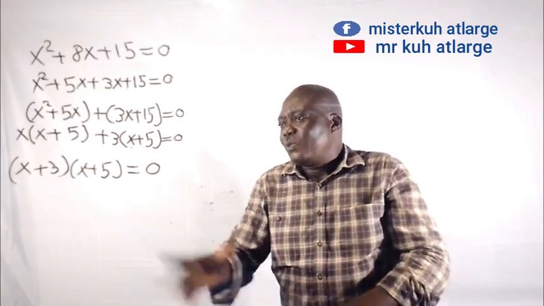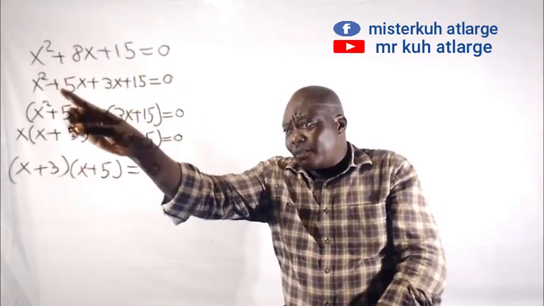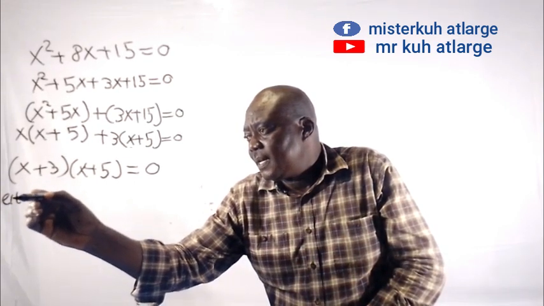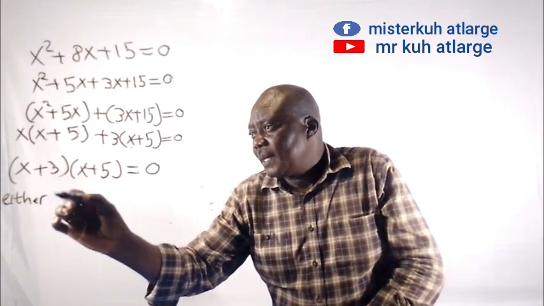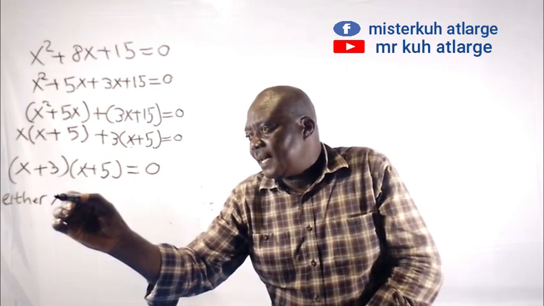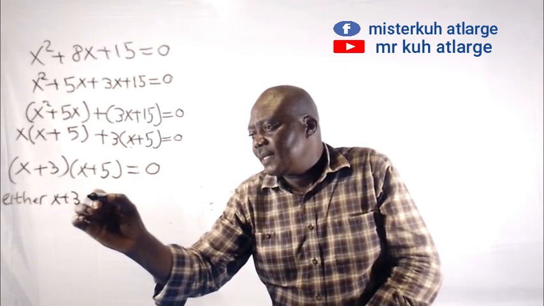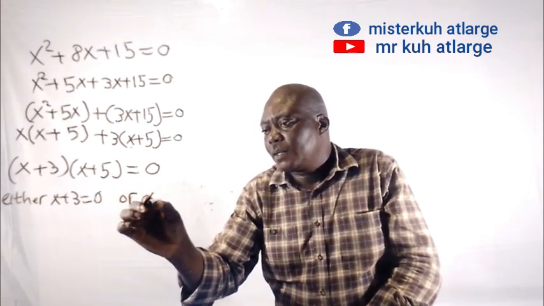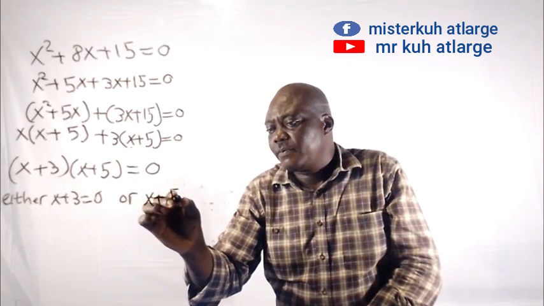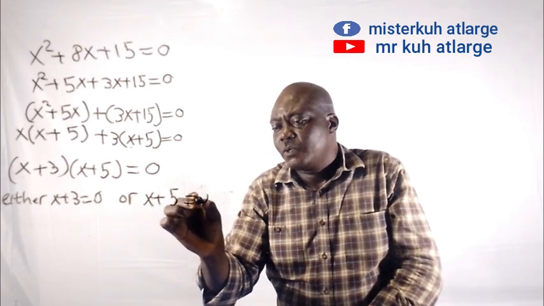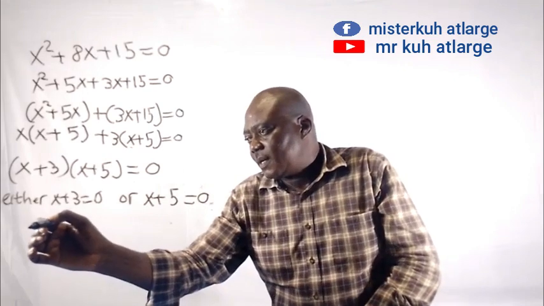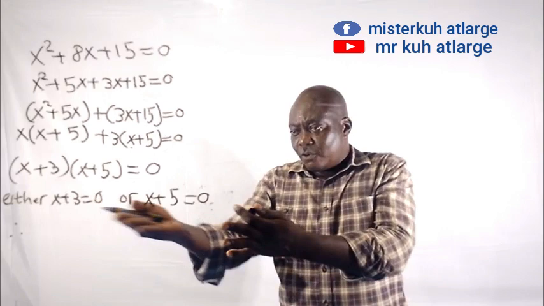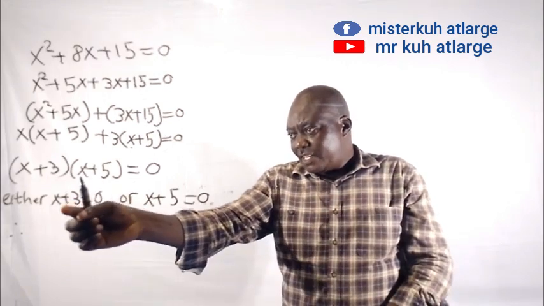So that means you have now factorized this equation. Either x plus 3 equals 0, or x plus 5 equals 0. Therefore, you have now gotten two linear equations. So you have x plus 3 equals 0.